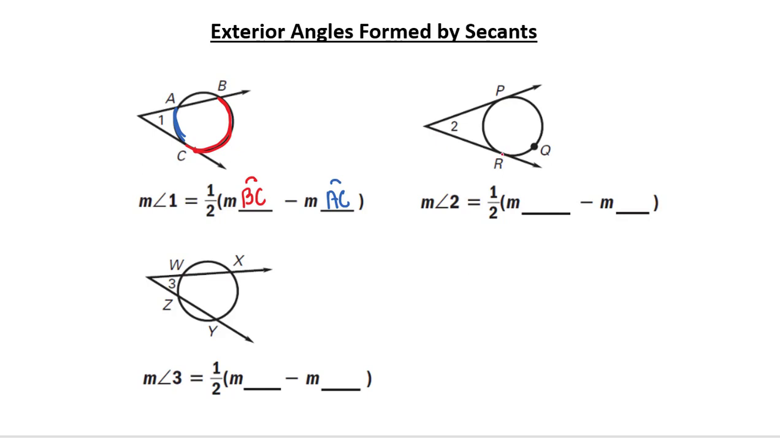Angle 2, same thing. 1/2 the subtraction of arc PQR minus the smaller arc, which is just PR. You could look at it also like it's the one that's closest to the angle. Angle 3, 1/2 measure of arc XY minus the measure of the smaller arc WZ.